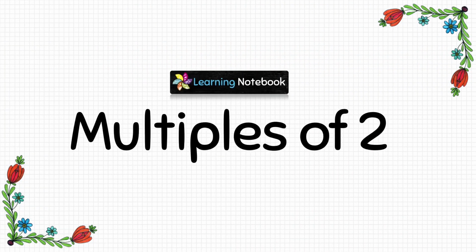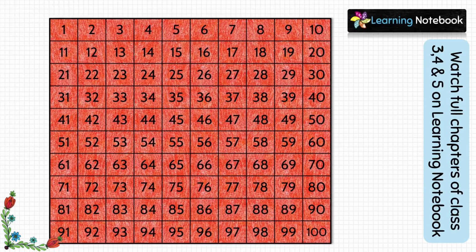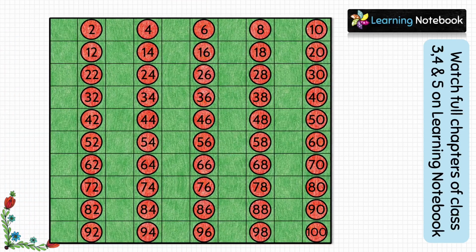Now let's first find multiples of 2. To find multiples of 2, let's place the green grid over the red numbered sheet. The holes will now show multiples of 2. That is 2, 4, 6, 8, 10, 12 and so on till 100.